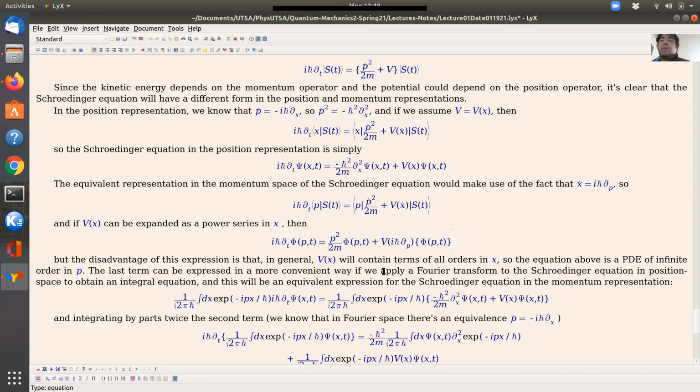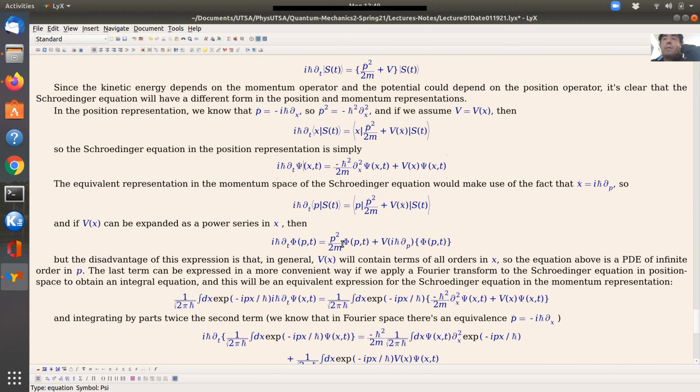So the last term can be expressed in a more convenient way if we apply a Fourier transform to the Schrodinger equation. So the summary is that we already know the connection between position and momentum spaces via Fourier transform. So it might be more helpful to apply a Fourier transform to the equation that we already know, the Schrodinger equation in the position space, to get a similar equation for the function of P and t. Okay, so that's why we're doing that. So again, if we apply a Fourier transform to the Schrodinger equation in position space to obtain an integral equation, then we'll get an equivalent expression for the Schrodinger equation in the momentum representation.